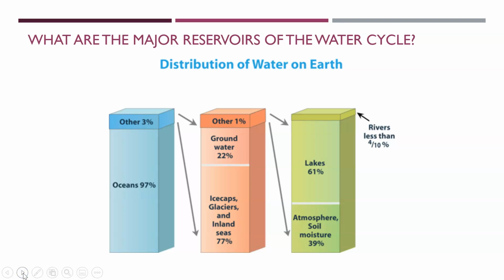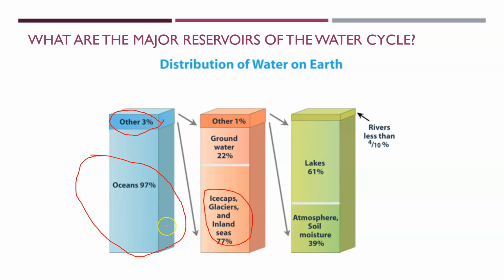So the major reservoirs of the water cycle, the biggest one is the ocean. So the oceans account for 97% of the water, very large reservoir. All the rest of the world's water accounts for only 3%, and of that 3%, 77% of it is in the ice caps, the glaciers, and the inland seas. So these are our two biggest reservoirs.